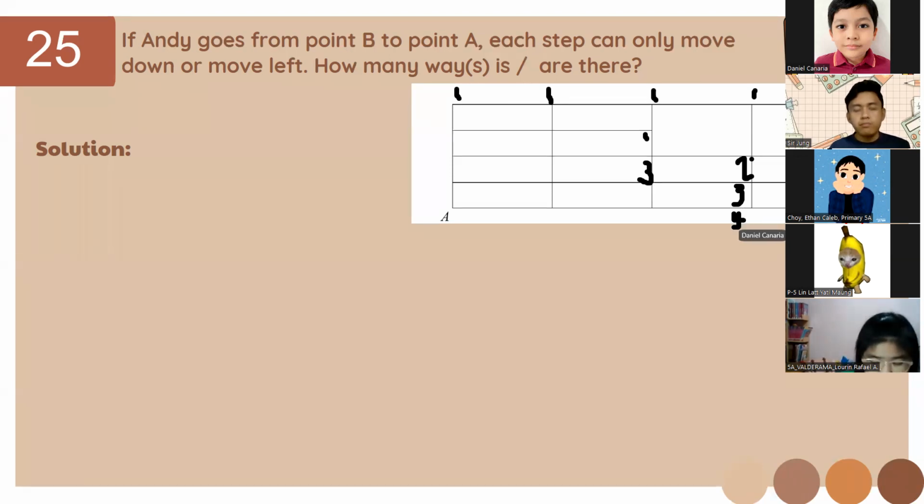Then 3 and 3 becomes 6. Let's see, 1 and 1 becomes 2, 1 and 2 becomes 3, 3 and 2 becomes 5, 5 and 3 becomes 8, 5 and 6 becomes 11. And 11 and 8 becomes 19.